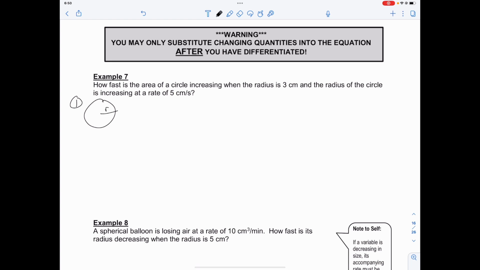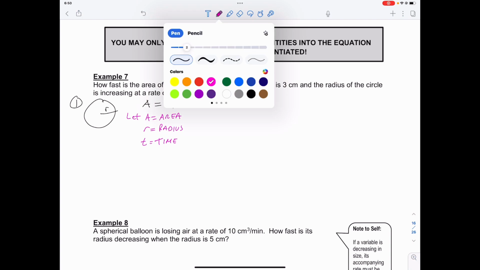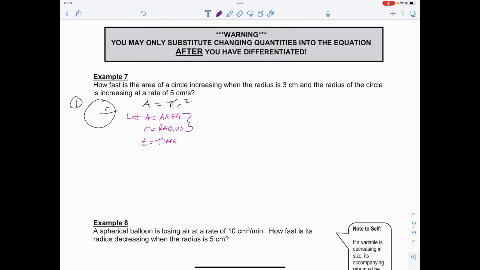and we have our radius. We know that we're dealing with the area of a circle, which is pi r squared. In this case, A is the area, R is the radius, and given this problem, T is time again. We know the area and the radius have to be greater than 0, and we know that the time has to be greater than or equal to 0.